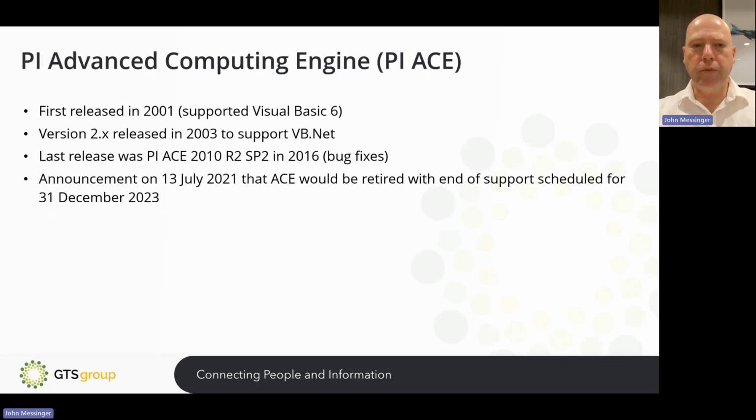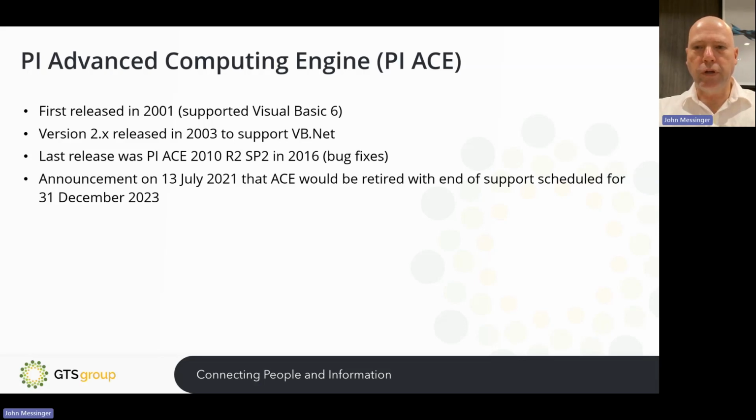A little bit about the Pi Advanced Computing Engine, or PyAce. PyAce has been around for quite some time. It was first released back in 2001 with support for Visual Basic 6. Around this time, the Pi module database had recently been added to the Pi system, and PyAce brought in a capability to create calculations that used the Pi module database as context and allowed you to do things that couldn't be done in the existing calculation engines at the time, which consisted of Pi performance equations and Pi totalizers, both of which were very tag-based calculation methods.